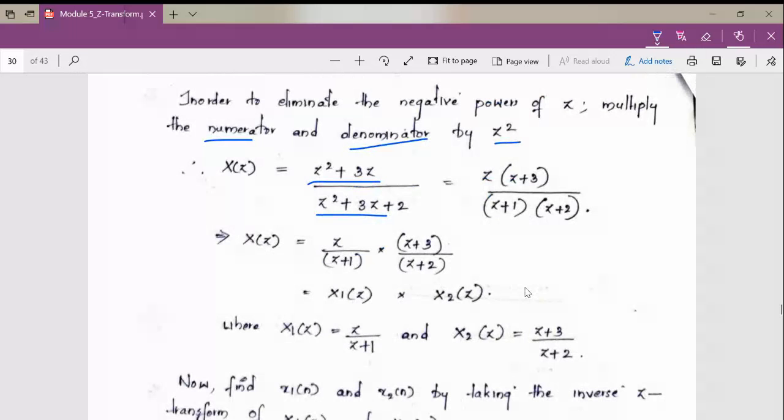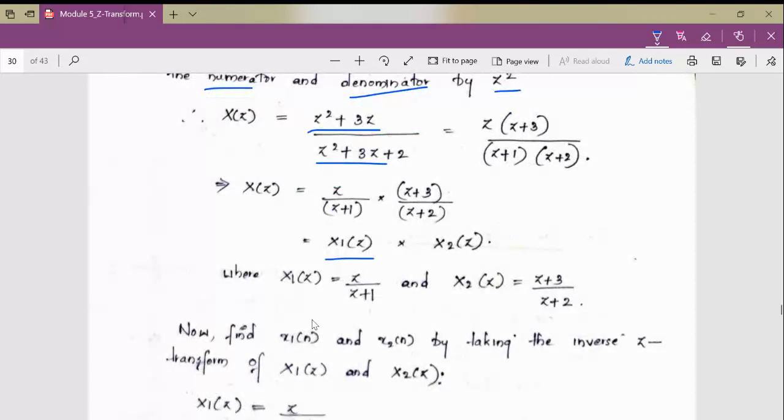Then we can easily split that. So X of z is equal to z by z plus 1 into z plus 3 divided by z plus 2. We wrote it in that format. So now X1 of z is z by z plus 1, and X2 of z is z plus 3 divided by z plus 2.